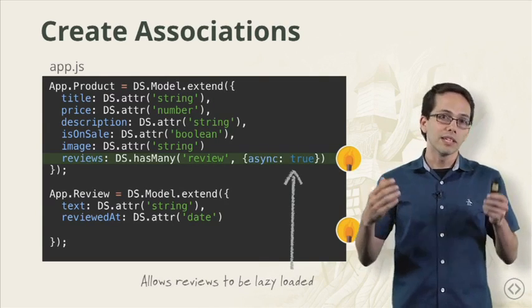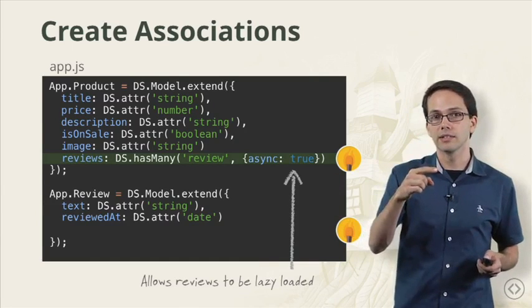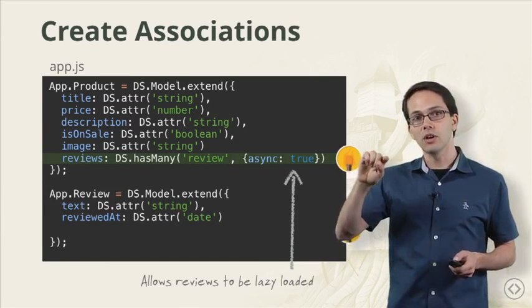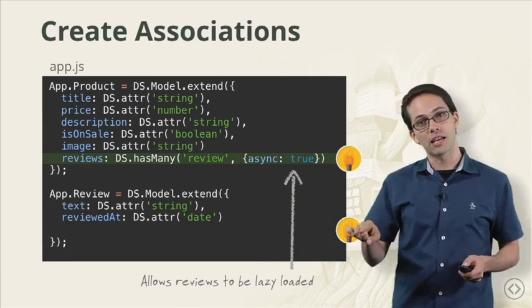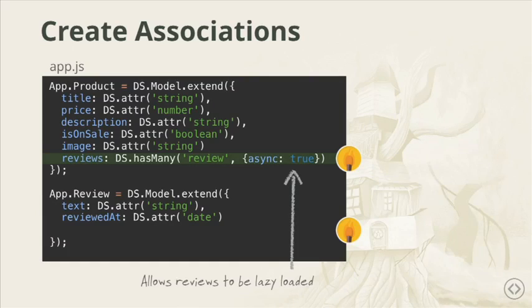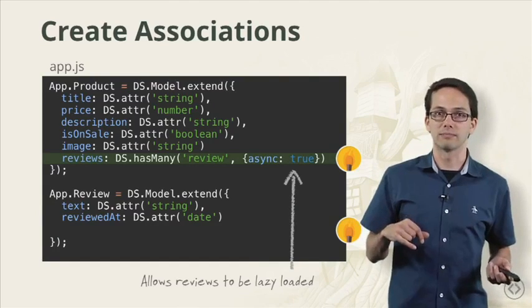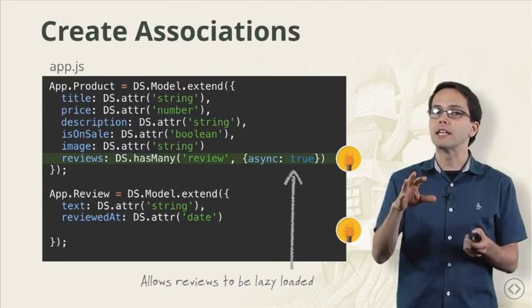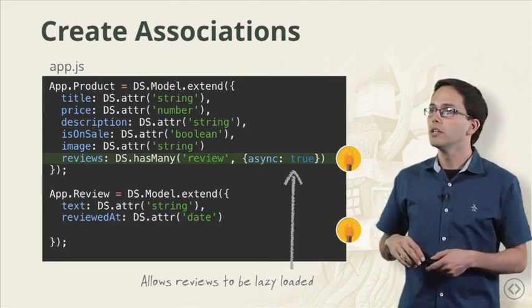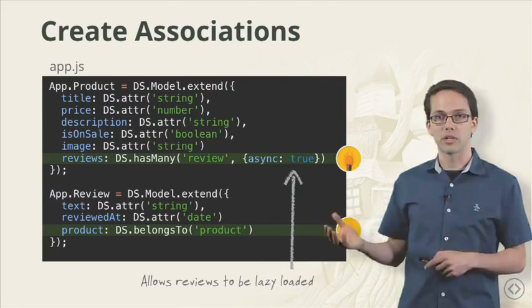This means when we're iterating through the products later and we want to print out a review for a product, it'll be smart enough to then go and fetch the records out of the store for those reviews so we can print them to the page. We also might want to express the opposite side of the relationship. This wouldn't be required in our example, but it might be good to do. So we'll say product: DS.belongsTo('product').